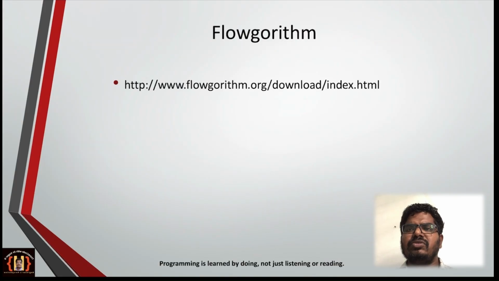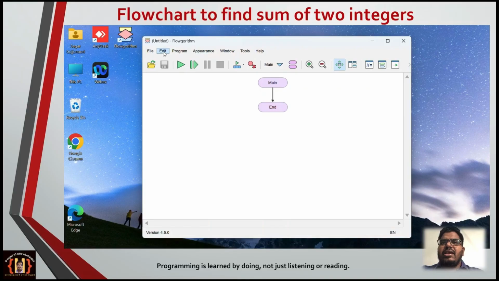I am choosing the Flowgorithm tool. You can download it from here. Let's see how to draw a flowchart using Flowgorithm software. I am going to give a flowchart for the problem which finds the sum of two integers.